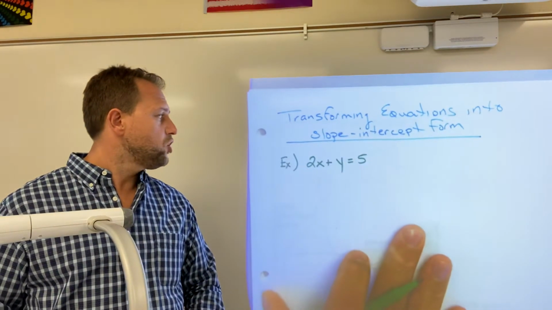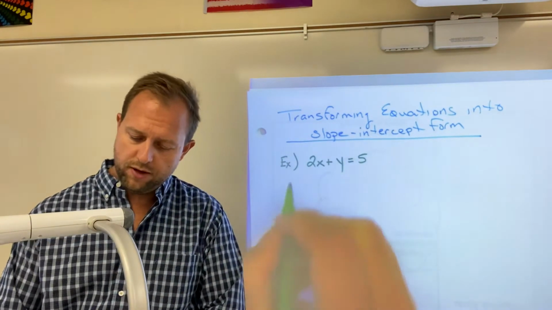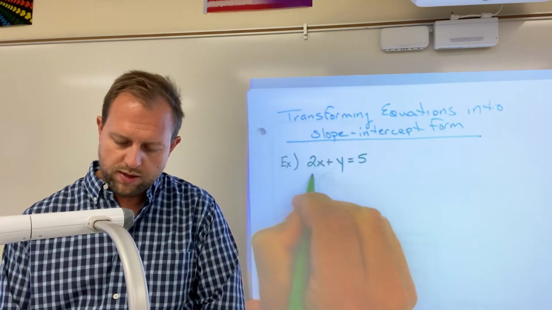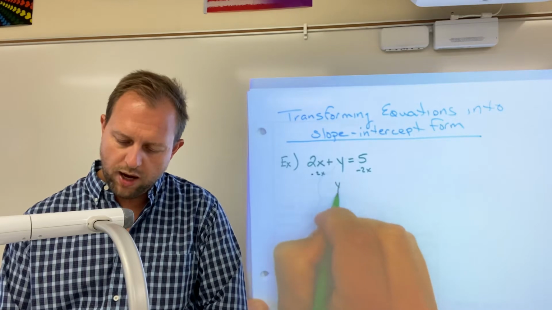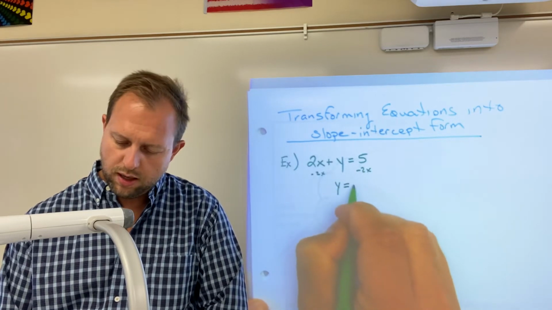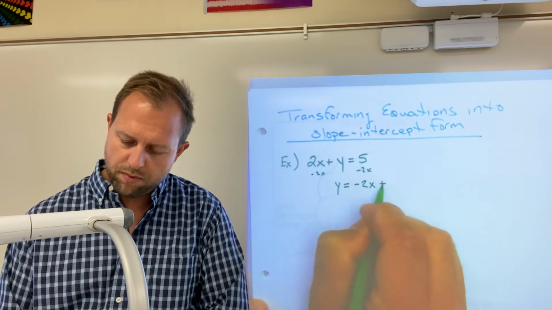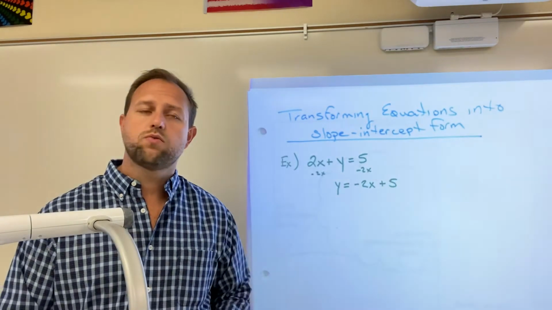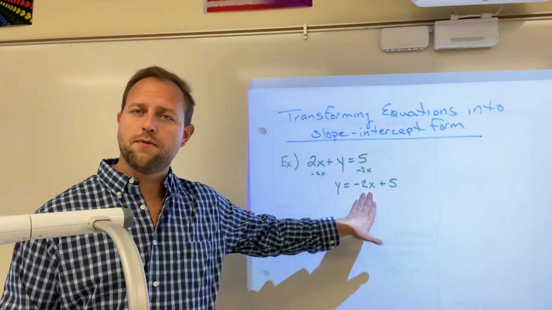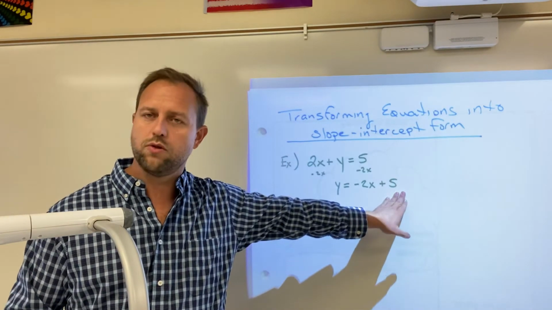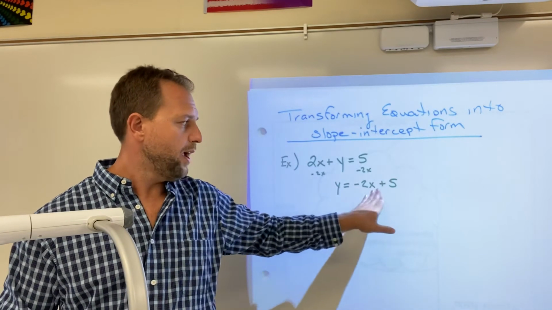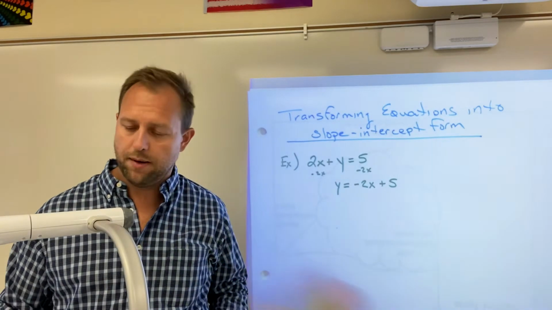So we want to get y by itself. So in this case, 2x plus y equals 5. We subtract the 2x from both sides. We're left with y equals negative 2x plus 5. Always write your x variable term first and the constant at the end so that you're in the true y equals mx plus b slope-intercept form.